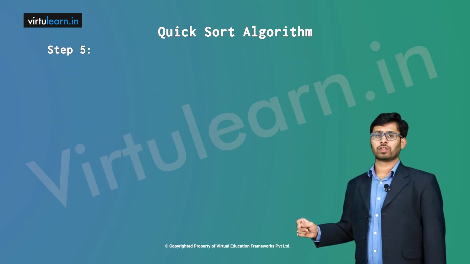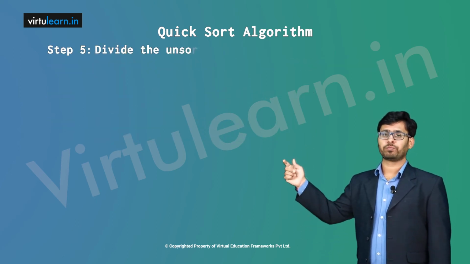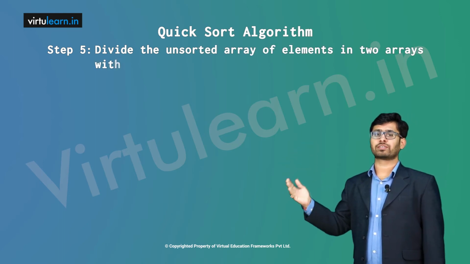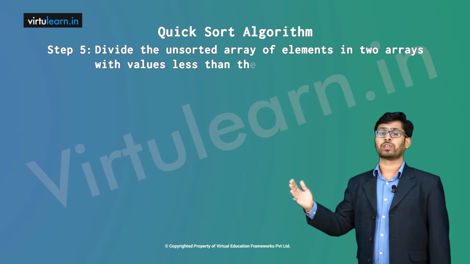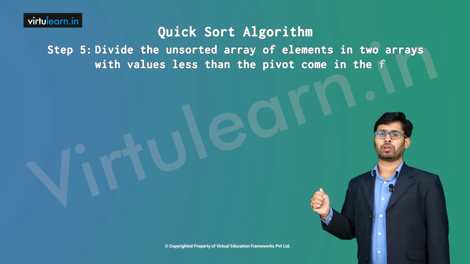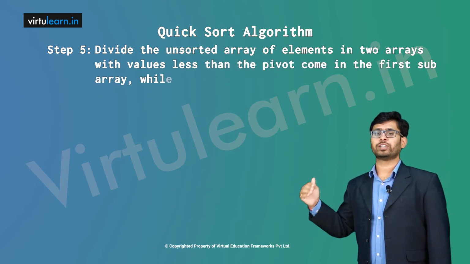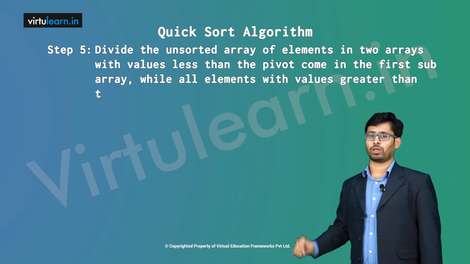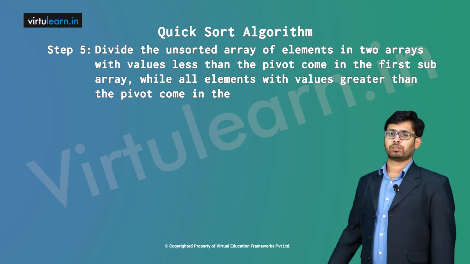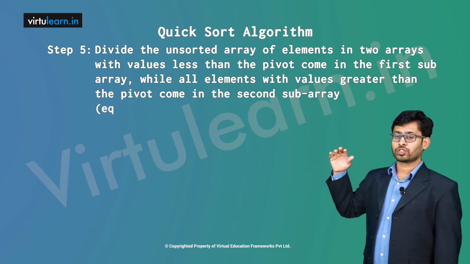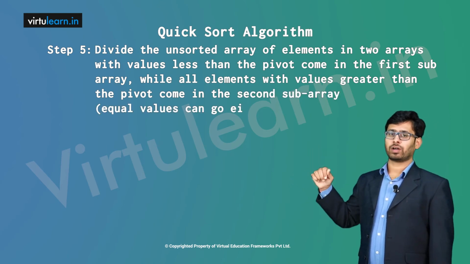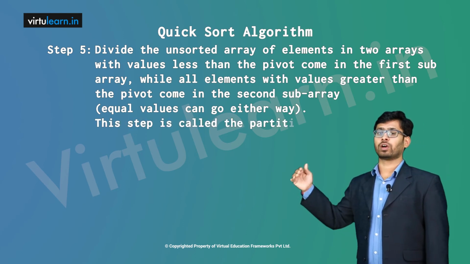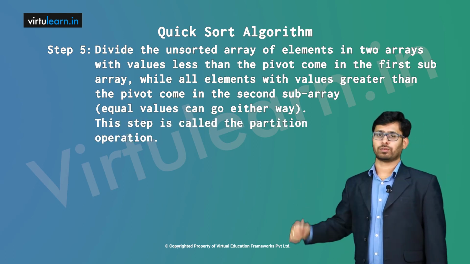Step 5 is divide the unsorted array of elements into two arrays, with values less than the pivot coming in the first subarray, while all the elements with values greater than the pivot element come in the second subarray. That is, the two subarrays are divided according to the pivot element. This step is also called the partition operation.